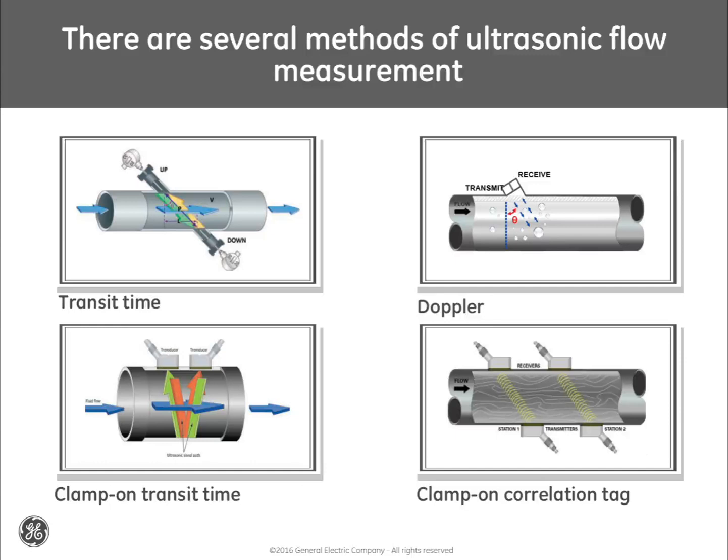Since transit time ultrasonic flow meters are the most common in the industry today, it makes sense to dive a little deeper into this method. As discussed, transit time uses at least one pair of transducers mounted at an angle from each other to measure flow. With flow in the pipe, the time that it takes to travel from the downstream transducer to the upstream transducer, shown as T up, will be greater than the time it takes to go from the upstream transducer to the downstream transducer, shown as T down.